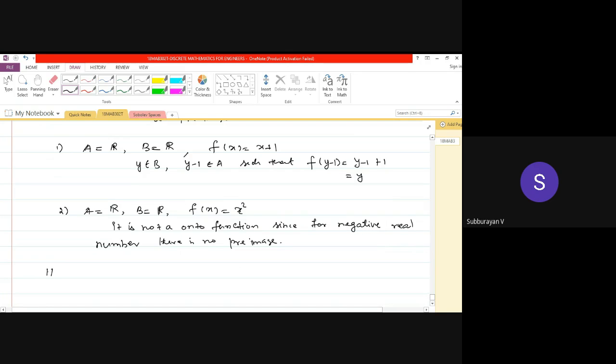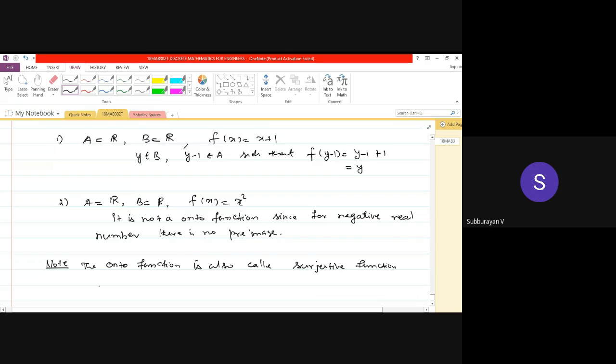Next, note the onto function is also called surjective function. The onto function is also called surjective function or surjection.